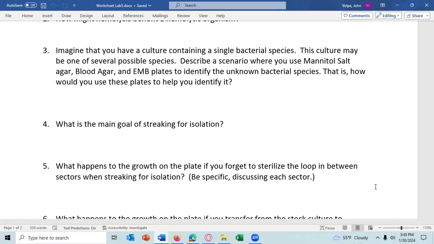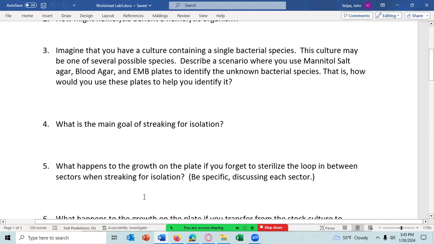I'm going to warn you that each of these media has 2 properties that can be used to determine what species of bacteria the one is that you're testing. Any question about any of that?